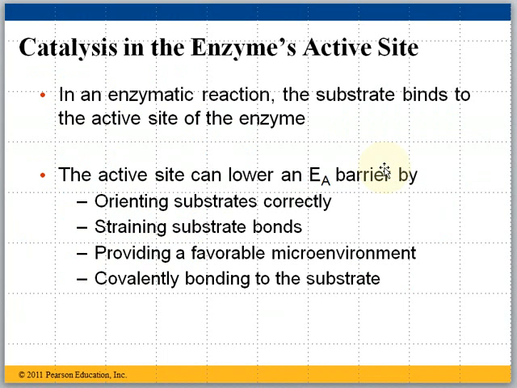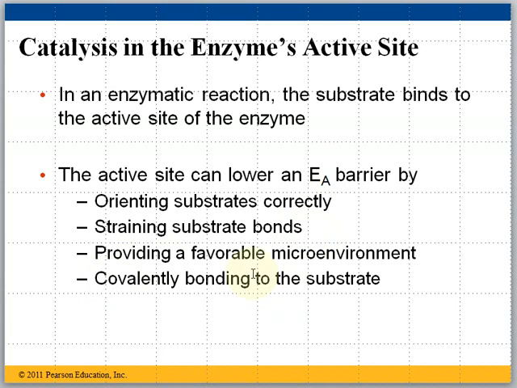So how does that enzyme lower the energy of activation barrier? Well, there's a couple different ways. First, it can orient the substrate. In other words, put it into the proper position so that it makes it easier for the chemical reaction to occur. The second one is by straining the substrate bonds. The protein will actually bend or twist or move the substrate so that it physically starts the breaking process for that chemical reaction to occur.